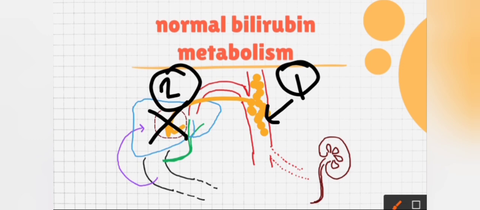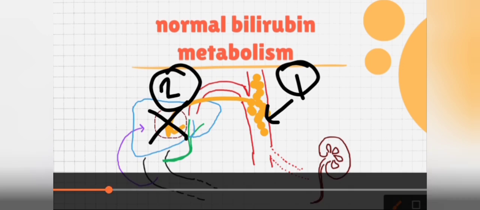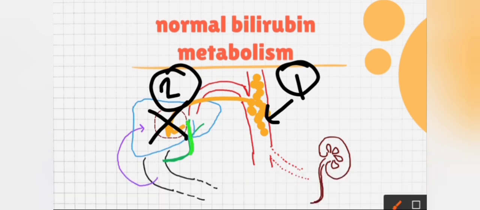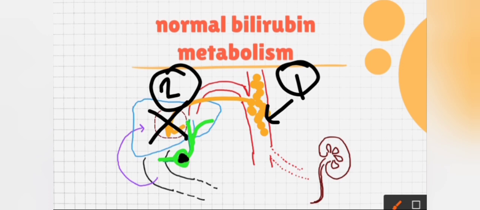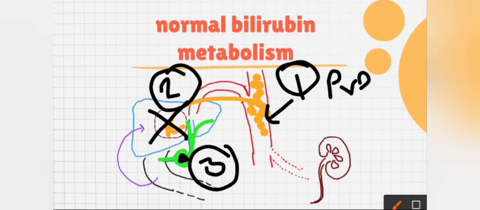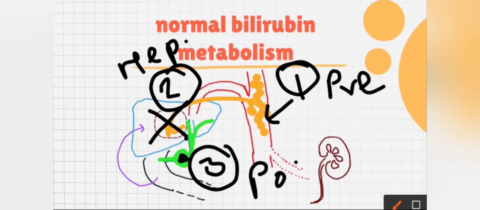While in the third, post-hepatic, the problem is occurring somewhere after the liver, that is, in the drainage function. So this is the drainage system. In the post-hepatic cause, if there is obstruction anywhere in this pathway, it is called obstructive jaundice. So this is the third type of jaundice. Based on the pathophysiology, this is the pre-hepatic, this is the hepatic cause, and this is the post-hepatic cause of jaundice.